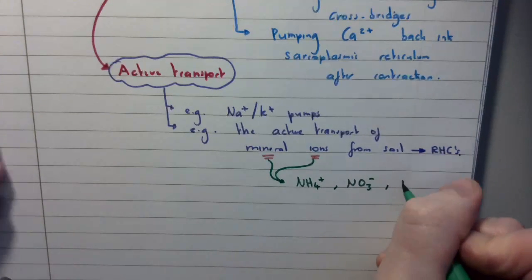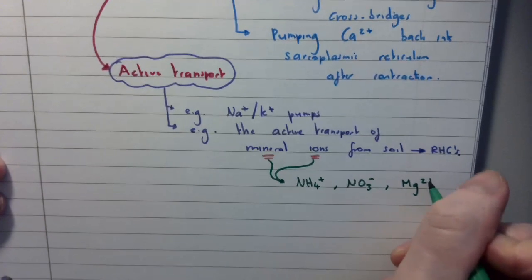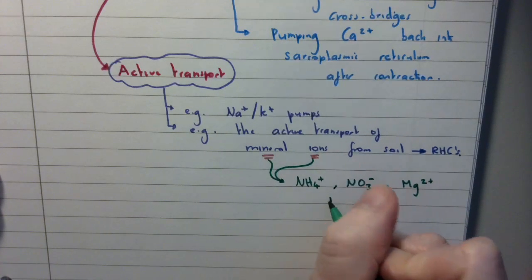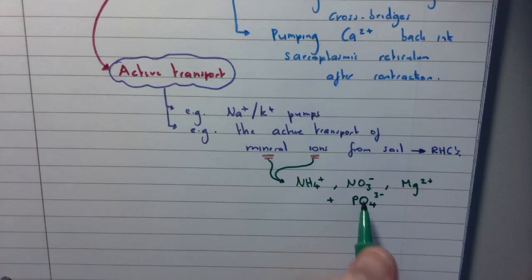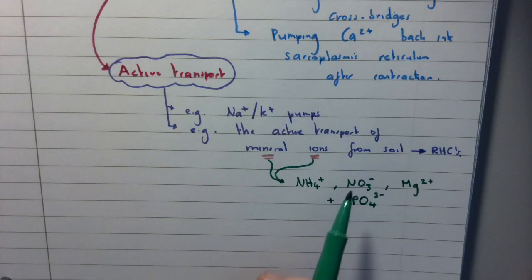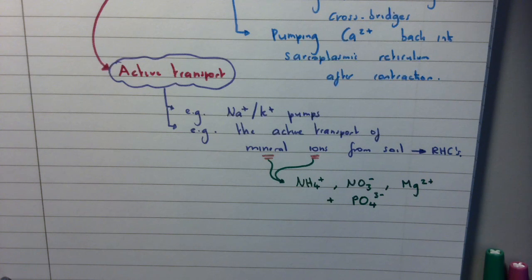And then you've also got magnesium, which they need to make chlorophyll. And then you've got PO4 3-. They need this to make the nucleic acids. They've got the phosphates in them, and obviously even ATP. If you think about it, this is going to be needed to make ATP as well, which is a modified nucleotide. So there's some active transport ones.